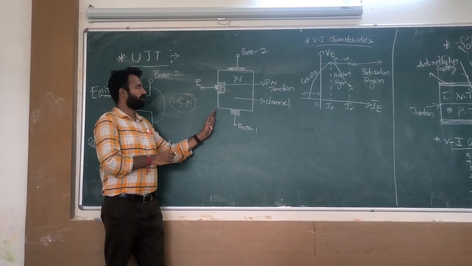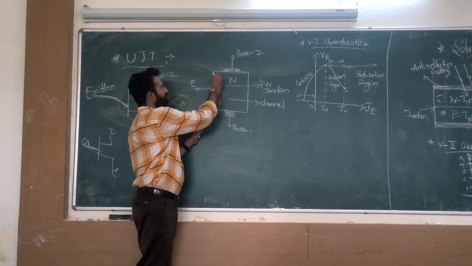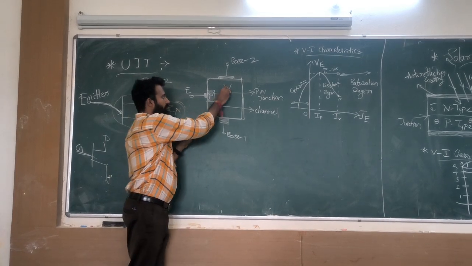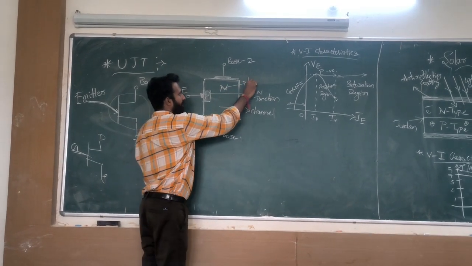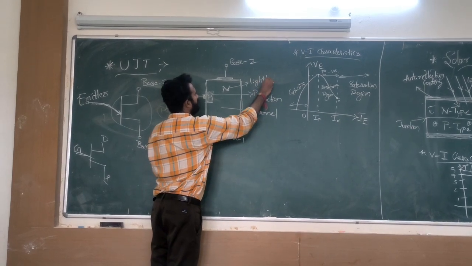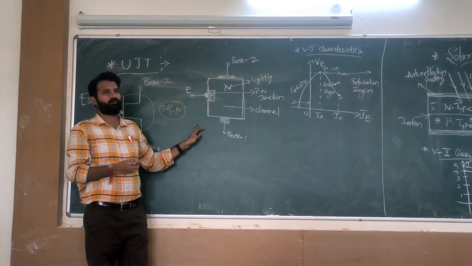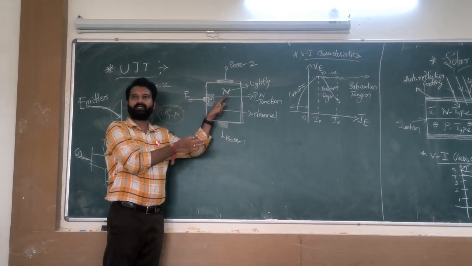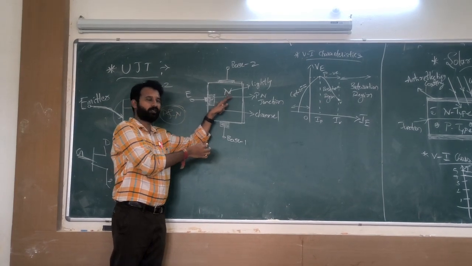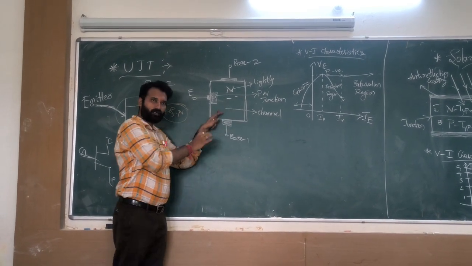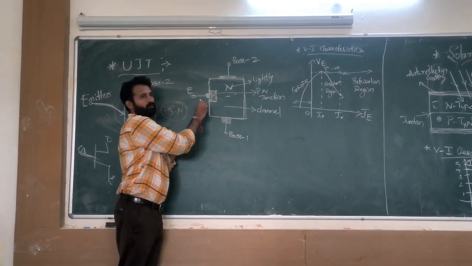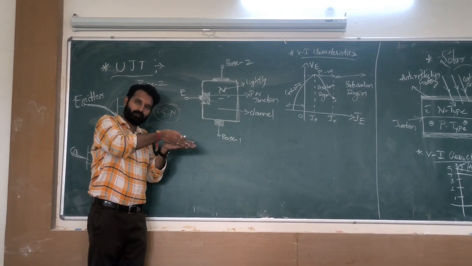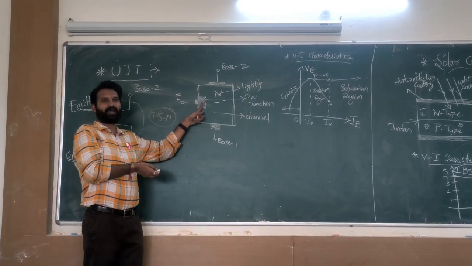Focus here. It consists of a single junction, and here the N-type is lightly doped. What do you mean by lightly doped? It means the impurity atoms are fewer, so electrons are fewer. And your P-type is heavily doped. Consider this as heavily doped: I have added more impurity atoms. What are the trivalent atoms here?